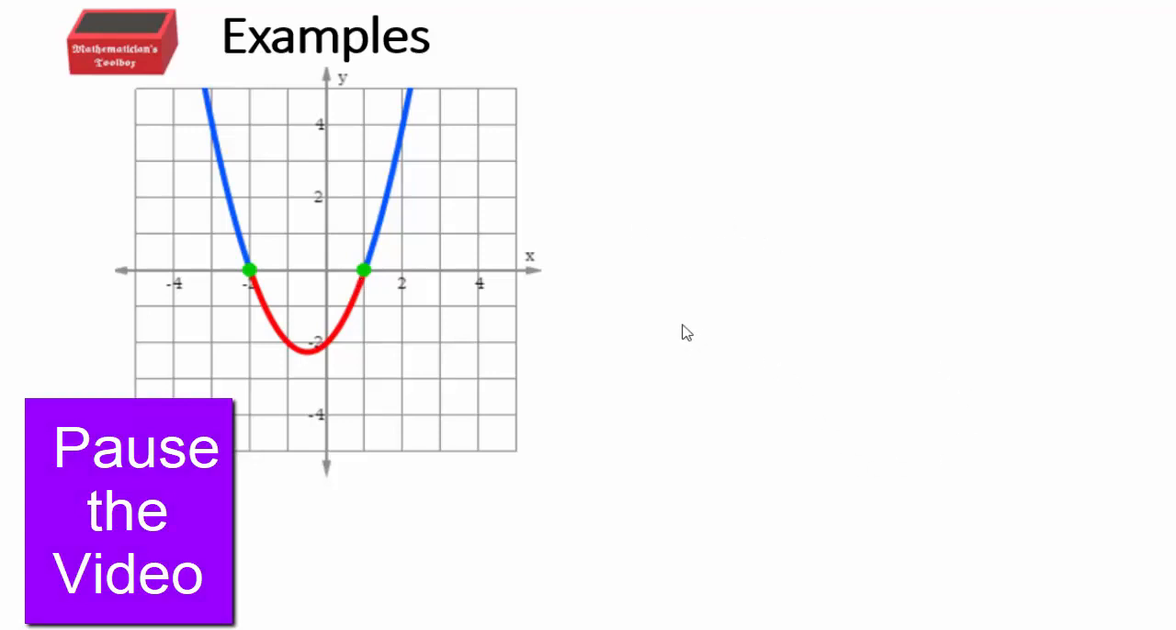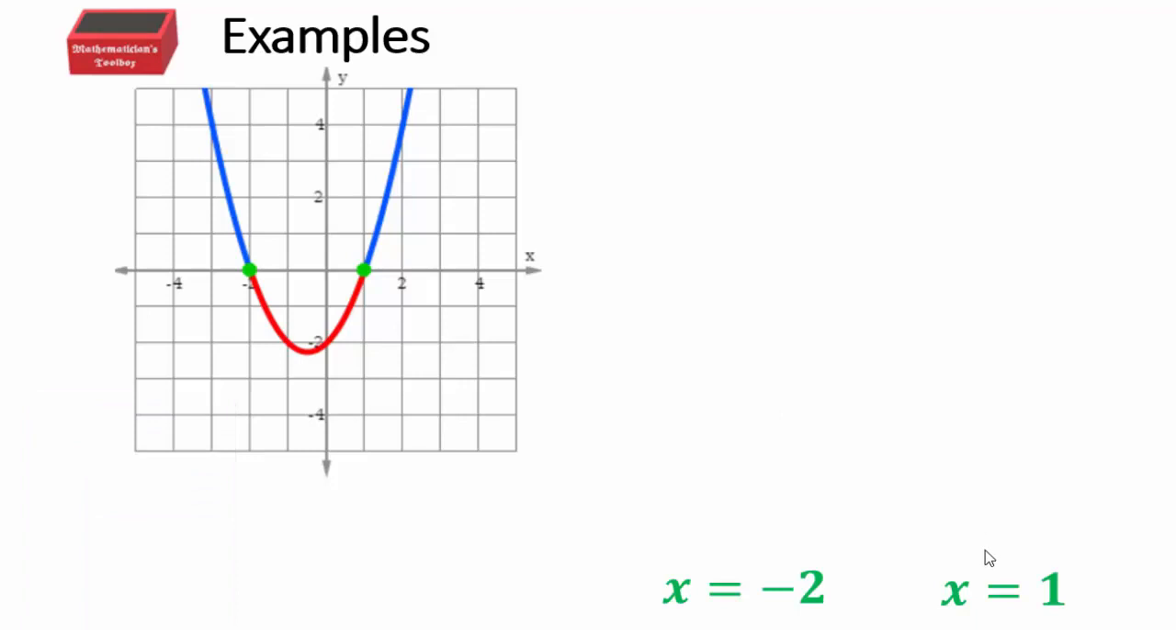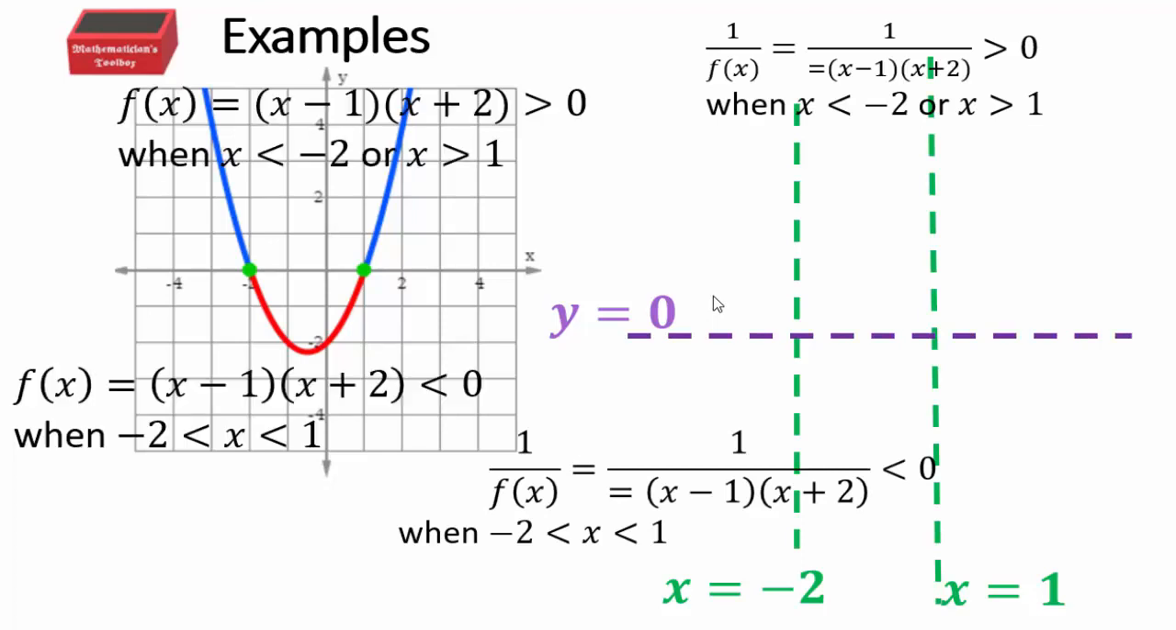We did similar examples when we were doing reciprocal functions. So here, x equals -2 and x equals 1 are places where the function is 0. So 1 over f of x is going to have those as your vertical asymptotes. When x goes to infinity, function goes to infinity. When x goes to -infinity, function goes to infinity, which means 1 over the function will have y equals 0 as your horizontal asymptote. And so once we have the asymptotes, we also know that between -2 and 1, function is negative. So 1 over f of x will be also negative in that interval.